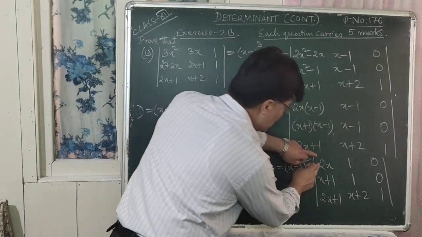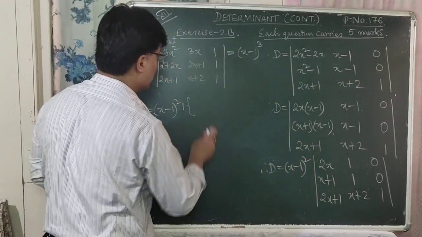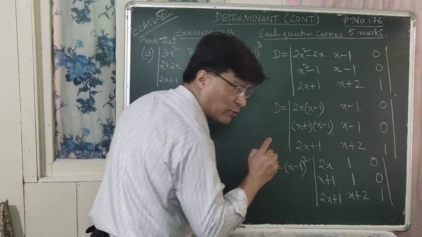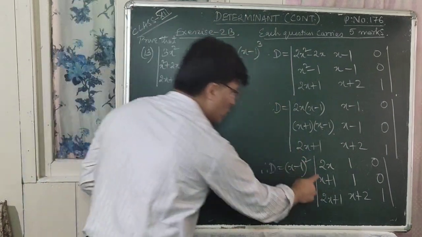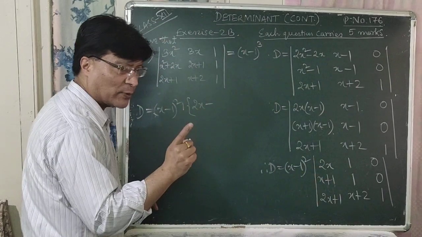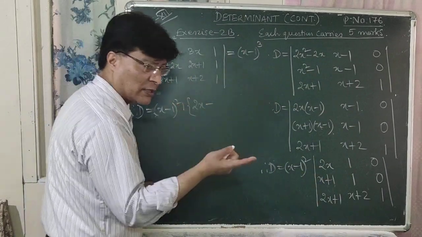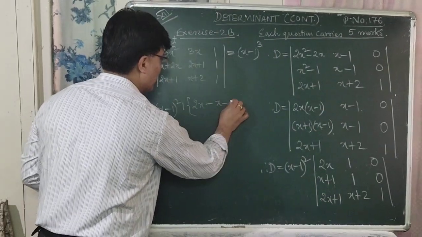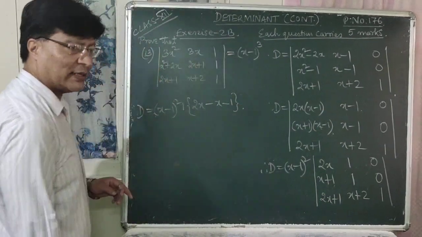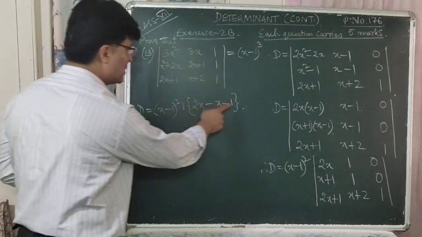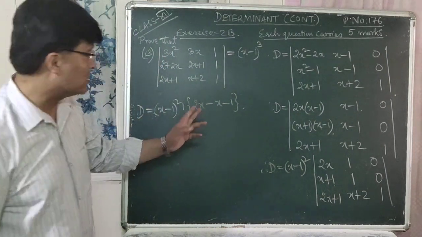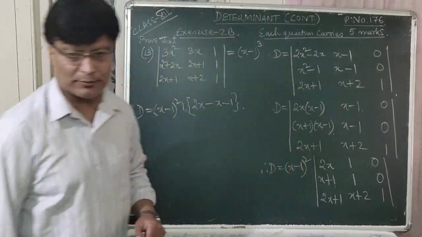So 2x multiplied by 1. That is 2x. Then minus sign. There is a rule. You should write minus sign there. What is x plus 1 into 1? X plus 1. But because of this minus, sign changes. That is minus x minus 1. Right? So we got this expansion. That is 2x minus x minus 1. This is the expansion of this determinant.